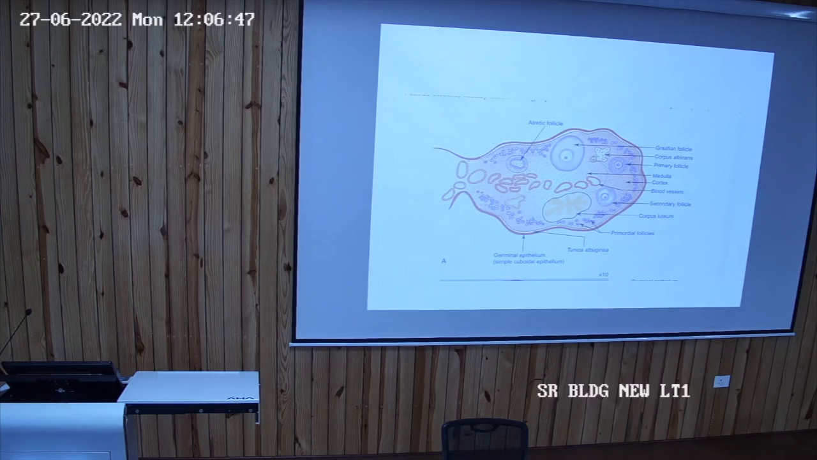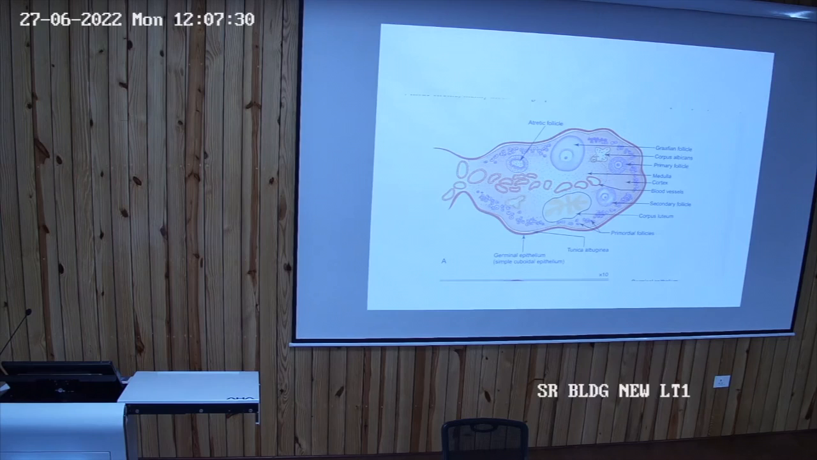Now look at the diagram of the ovary. It is surrounded by cuboidal epithelium, simple cuboidal epithelium. This simple cuboidal epithelium is not producing the ova and is not concerned with the sex cells, but its name suggests just the opposite. In the male reproductive system, there is the germinal epithelium which is related with the production of sperms, but this layer is not concerned with that.